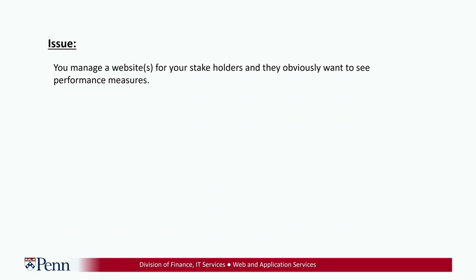So your common issue that you'll get is you manage a website or a portfolio of websites for your stakeholders, and obviously they want to see some performance measures. So how do you think you would do that? Well, the rage today seems to be dashboards. Everybody wants to know about dashboards. Upper management likes dashboards. But a lot of times what happens is they know you run Google Analytics on your site, so what's the first thing your stakeholders say? I want access to Google Analytics.